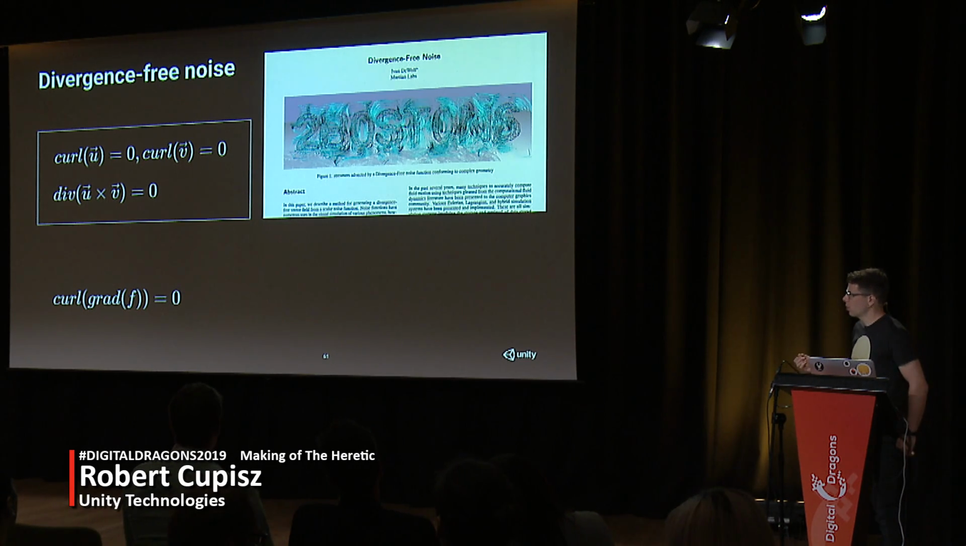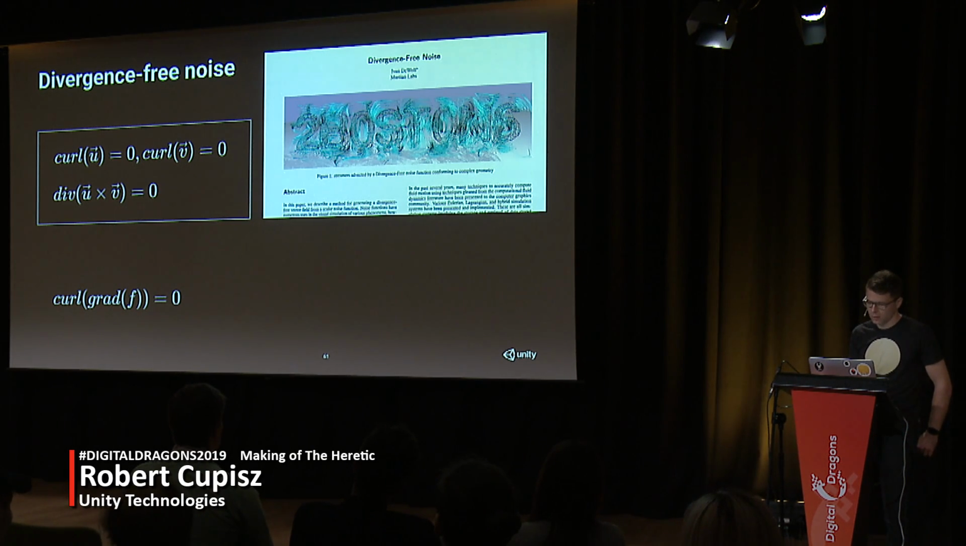So if we assume that we have two vector fields which have zero curl, those U and V, then just a cross product of the two has zero divergence. And a way to get a vector field with zero curl is just to take any scalar field, f, and take its gradient. And the gradient will always have zero curl.